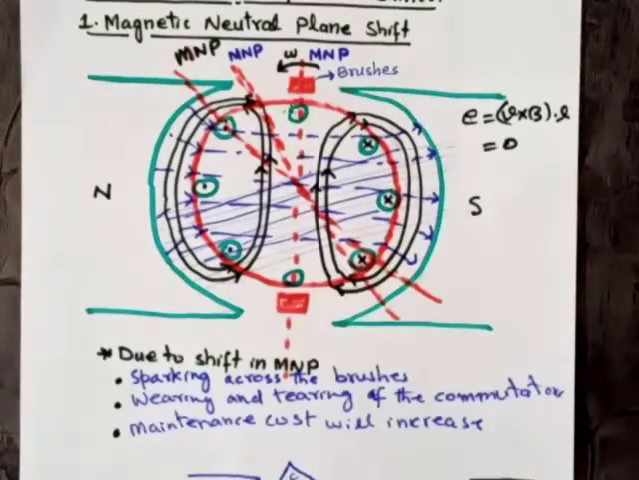This is the first problem of the armature reaction, called the shift in the magnetic neutral plane, and these are the drawbacks due to it. Due to the shift in the magnetic neutral plane, sparking across the brushes occurs, wearing and tearing of the commutators happens, and due to this, the maintenance cost will increase as well.